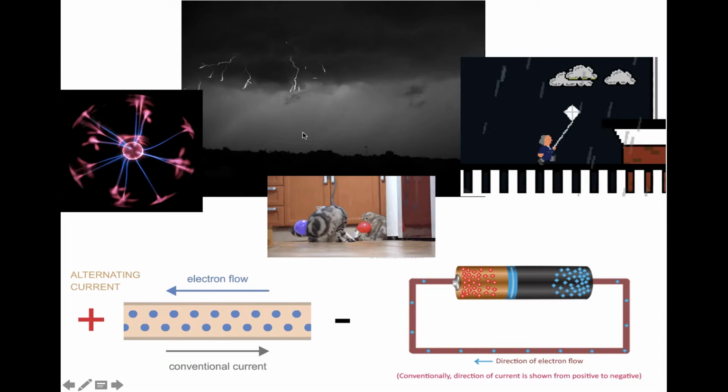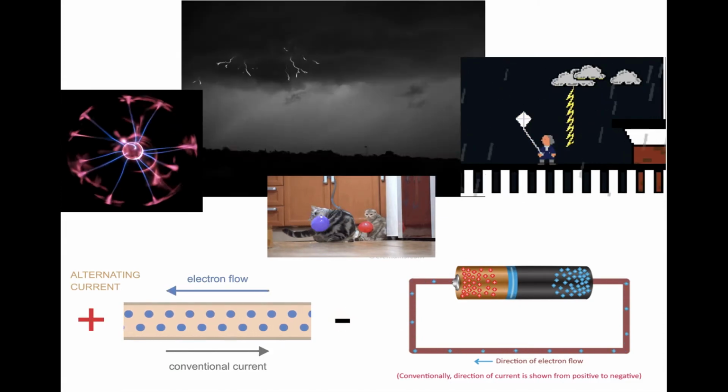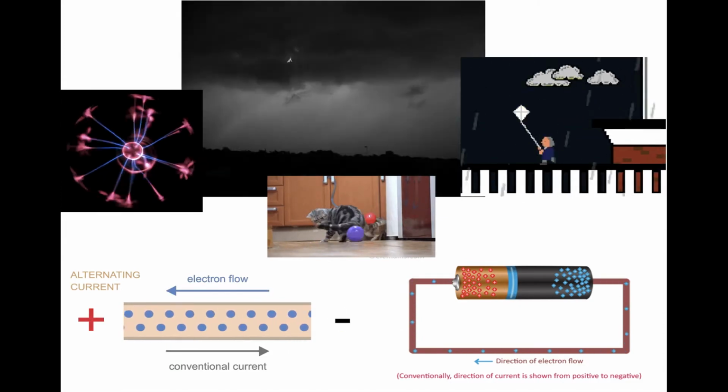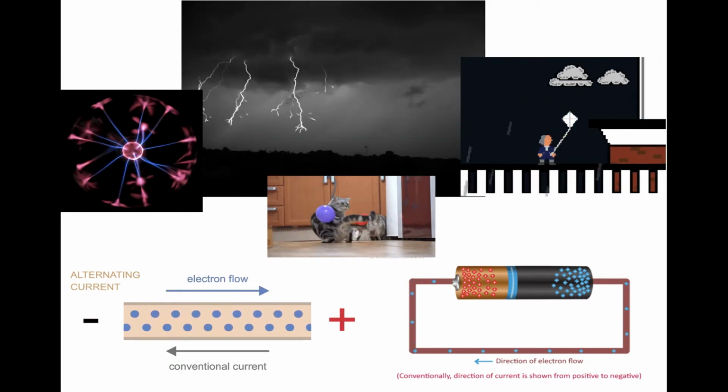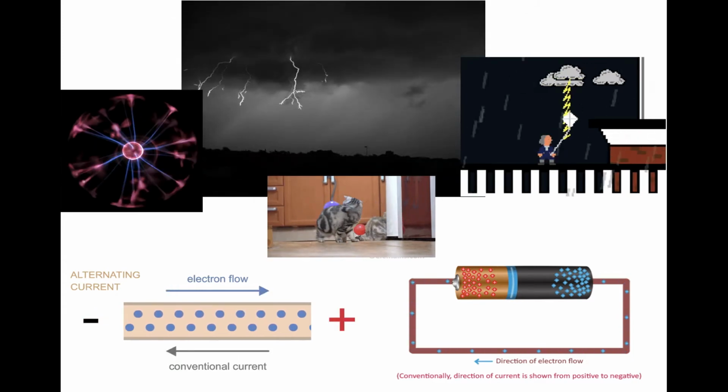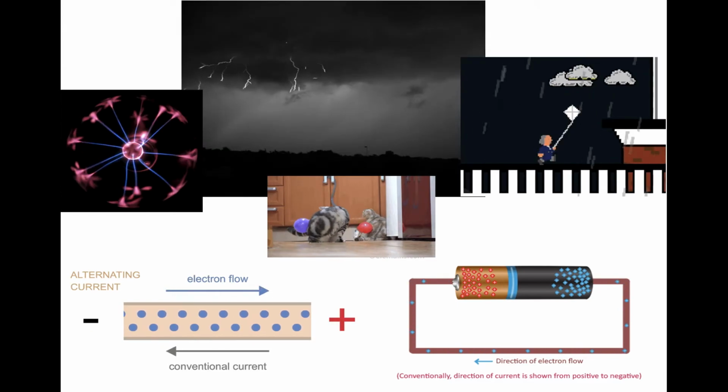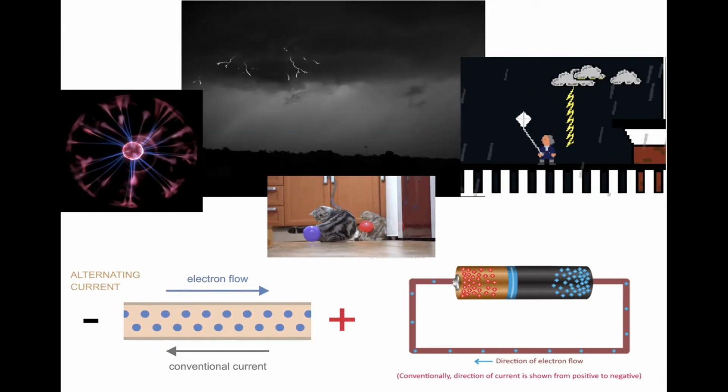Sometimes the electrons want to get to something closer. Maybe it's a tree in the field, maybe it's someone holding an umbrella or something like that, and the electrons will go to there, and then you get lightning strikes that will hit the ground.